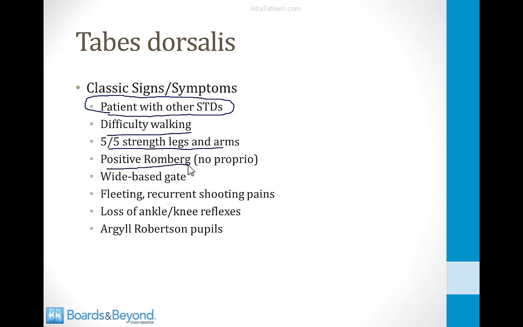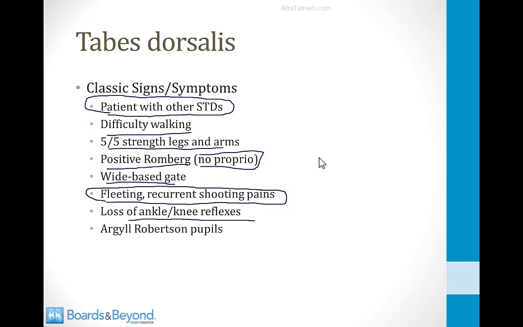They will have a positive Romberg test. Remember, the Romberg test tests the function of the posterior columns, and these patients have no proprioception. They'll often have a wide base gait. They can get fleeting and recurrent shooting pains. This is just another part of the condition that goes along with it. They won't have their ankle or knee reflexes because remember, like I said, you lose those dorsal roots of the spinal column. And then finally, they almost always have Argyll-Robertson pupils.